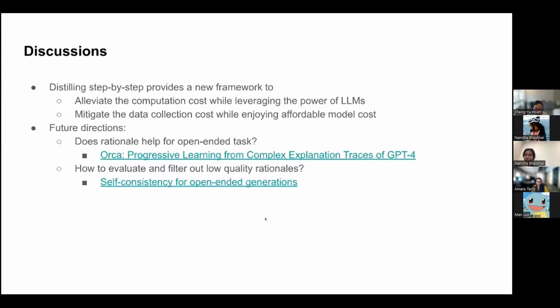We also talked about potential approaches for filtering out and selecting higher quality rationales. There's one recent work on self-consistency for open-ended generation that provides a potential approach to evaluate and select better, higher quality rationales. So it would be interesting to see whether we can combine this kind of approach to select good rationales generated from the large language model and further improve the effectiveness of distilling step-by-step.